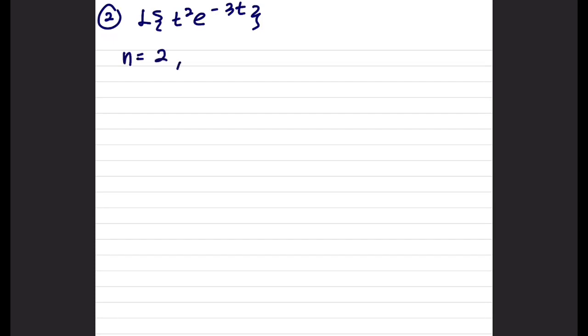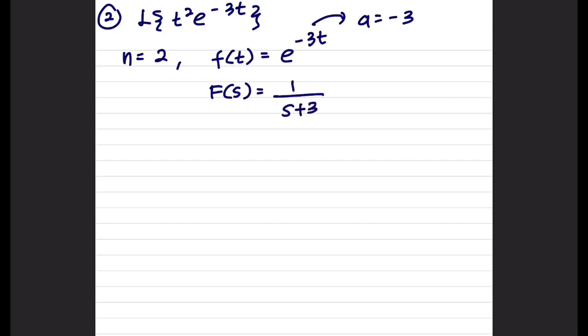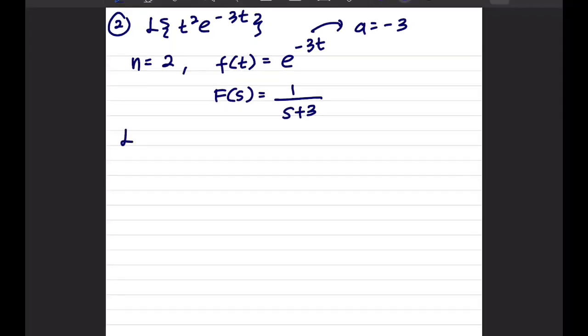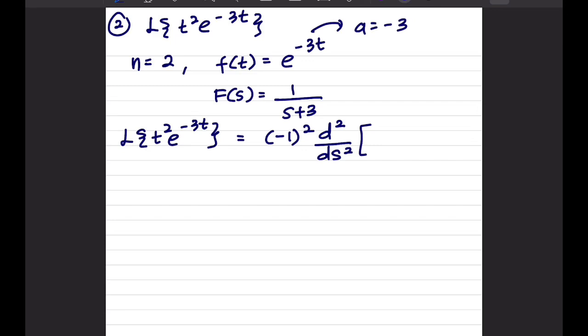Okay, first determine n and f(t). So a equals negative 3. So F(s), look at the table. You look at F(s) equals 1 over s plus 3. And then substitute in the formula. Negative 1 to the power of 2, d2 over ds2 of the function 1 over s plus 3.